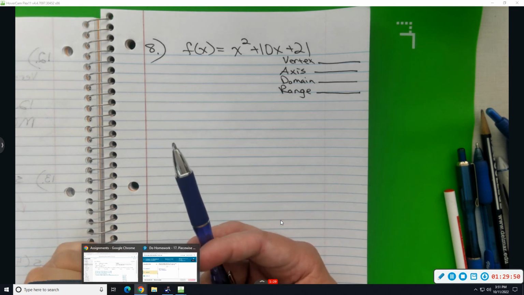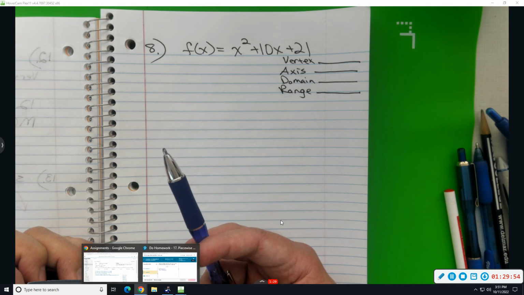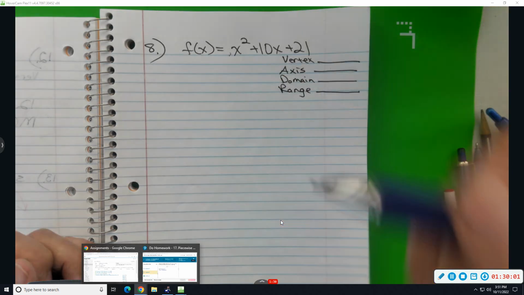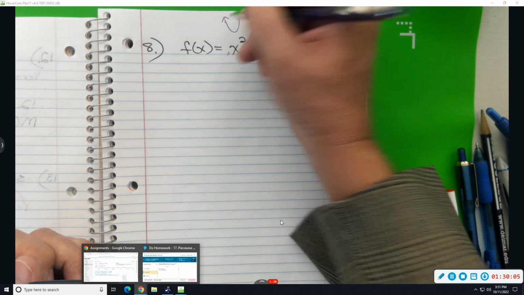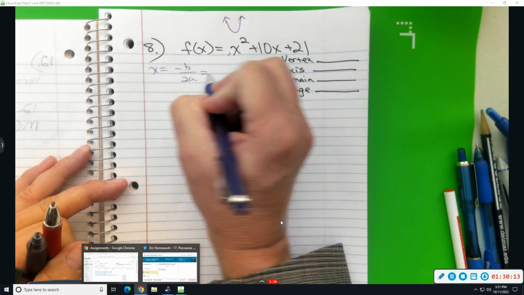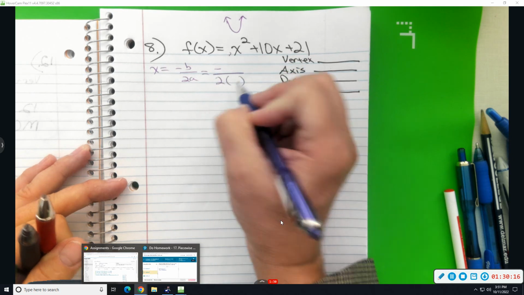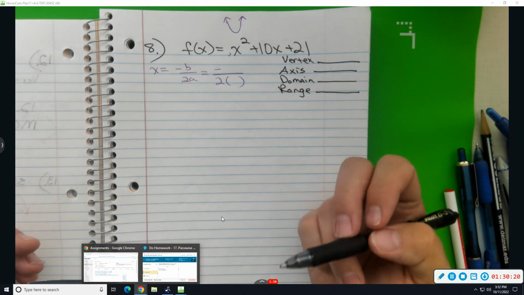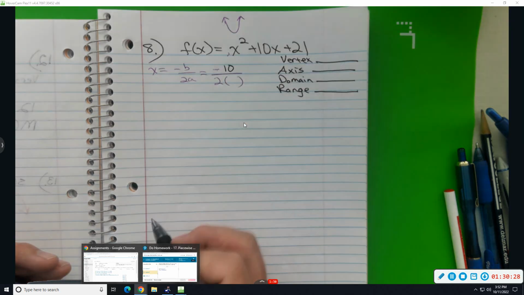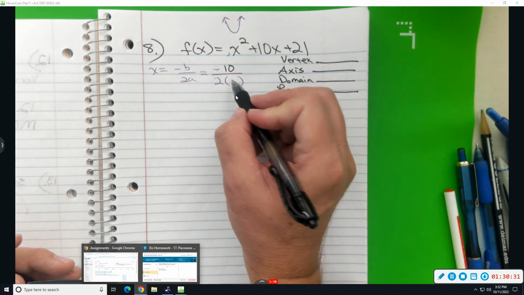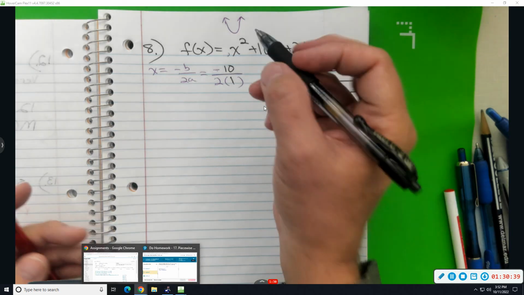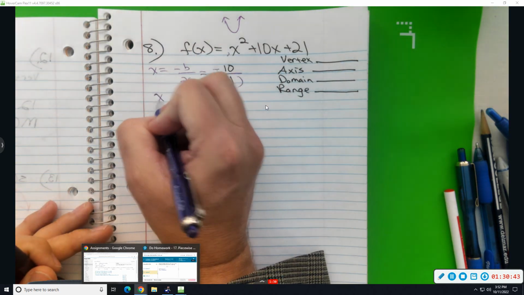When I look at this function, do I expect my parabola to open upward or downward? Upward, because the coefficient on x squared is positive. It's a positive 1, so we expect the graph to look like that when we're done. We use our vertex formula, x equals negative b over 2a. What's b? Negative 10. And a is 1. So it's negative 10 over 2, which equals negative 5. And that's where the vertex is going to occur.